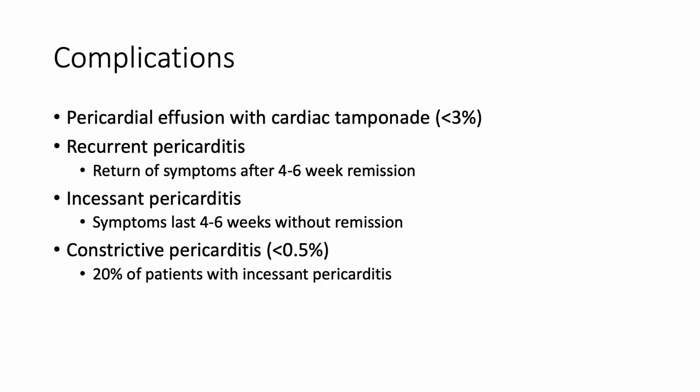So some of the complications of pericarditis, you could get an effusion that is significant enough to cause tamponade. A lot of patients will have recurrent pericarditis after treatment, and some patients never get resolution of their pericarditis despite treatment. We call that incessant pericarditis. And then a very small percentage of patients will develop constrictive pericarditis, which is more common if they have incessant pericarditis.